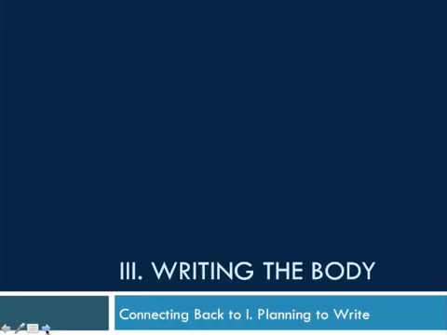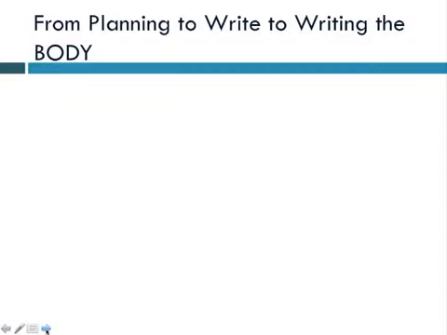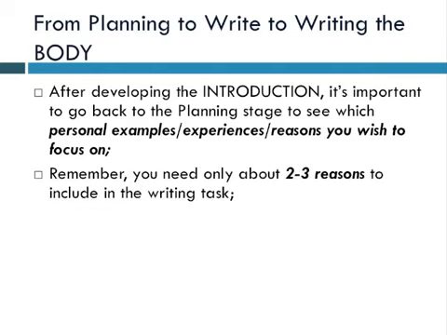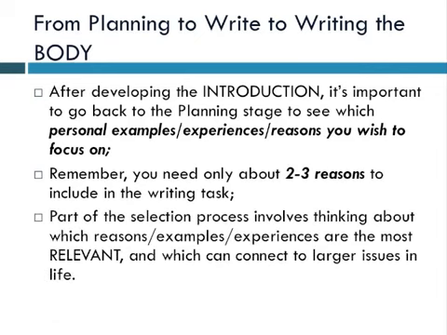So at this stage in writing the body, let's think a little bit more in drafting our particular topic. And part of that is trying to connect back to what we did in the previous videos by thinking a lot more about our personal examples. So the idea here is that during the planning stage, we did a lot of brainstorming. But the key is we want to think about, well, maybe we came up with a lot of reasons or examples, but we really need only about 2 to 3 to include in the writing task.